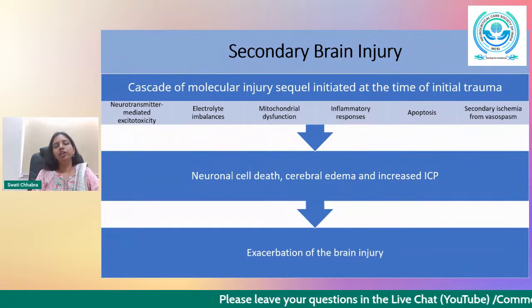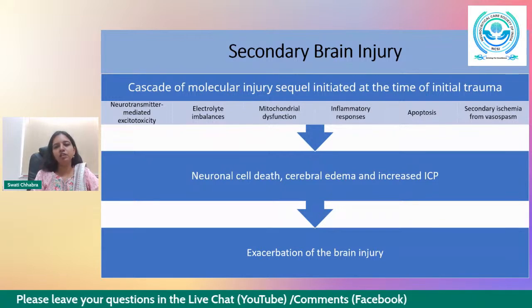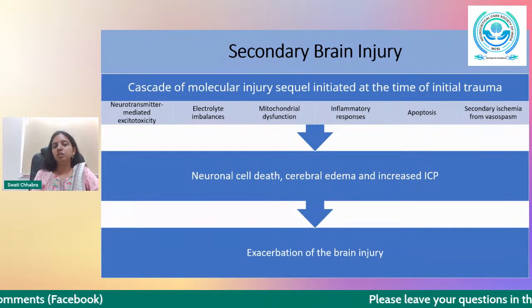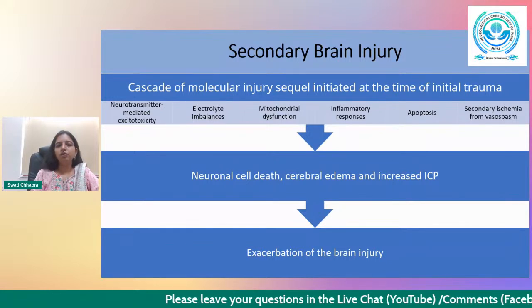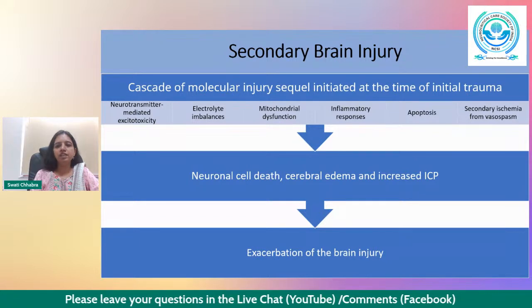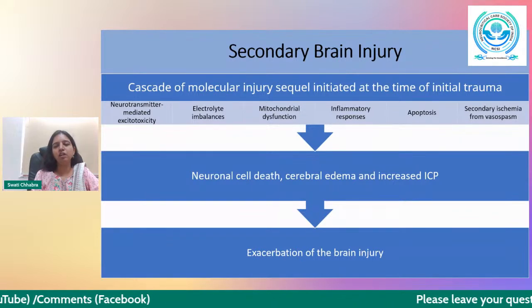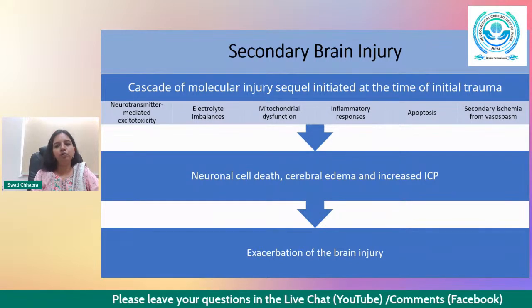But the secondary brain injury is, as previously said, the main focus of management, because the primary brain injury is irreversible and is already being managed. But the cascade of molecular injuries, which are sequelae at the time of primary brain injury, results in neuronal cell death, cerebral edema, and increased ICP, and hence they exacerbate the brain injury. Secondary brain injury is bound to happen, but with our well-tailored management, we can decrease its impact and improve outcomes.